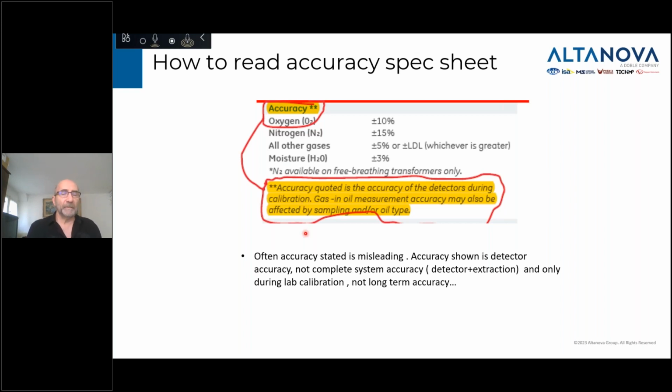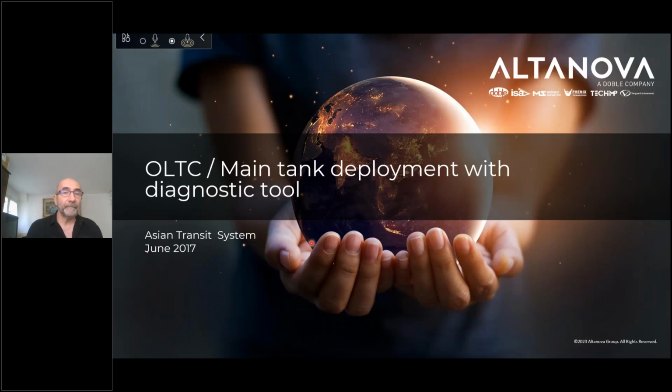But it's not my system. My system is higher than 5%. Is it 10%, 15%, 20%? And also, it doesn't tell you what is going to be the long-term accuracy of that system. So it's a little bit misleading, because it gives the false impression that that particular equipment is very, very accurate, when in a way it's maybe not as accurate as some other type of equipment that shows their system accuracy. So here I'm going to finish my presentation.